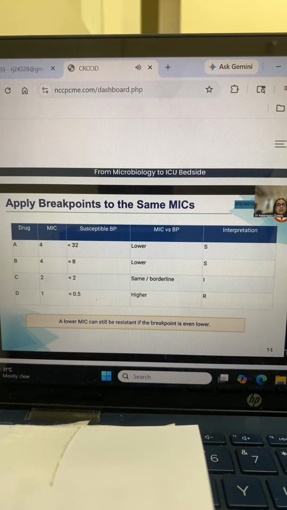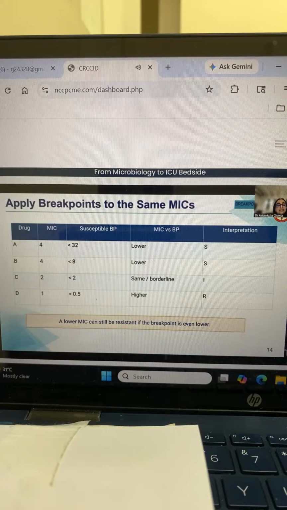The MIC is 4 and the breakpoint is less than 8. Again, your MIC is lower. So again, the interpretation would be that this is sensitive. For antibiotic C, it's near about the same, 2 and less than 2. So again, borderline. So the report would give you I.